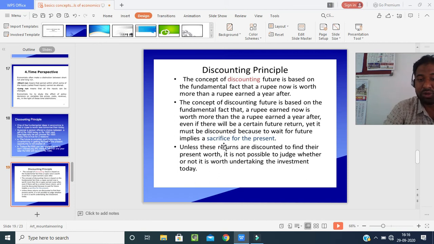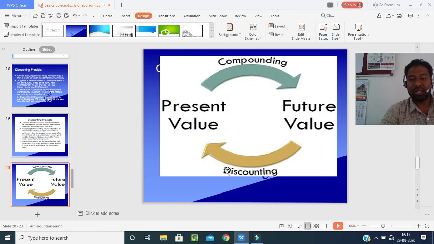Yet it must be discounted because to wait for the future implies a sacrifice for the present. That means unless we make a sacrifice for the present day, we are not going to receive the future return. And unless these returns are discounted to find the present worth, it is not possible to judge whether it is worth undertaking the investment today. So the present value is more important than the future value.